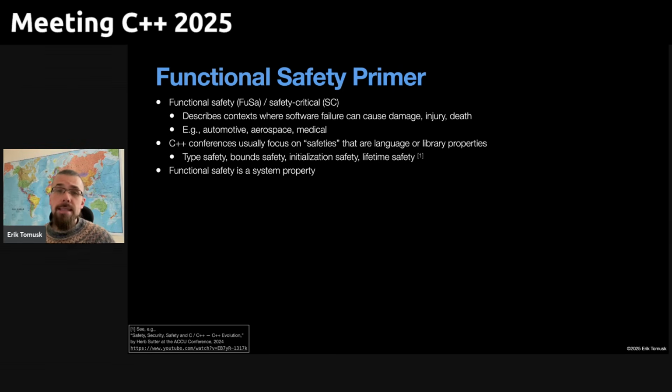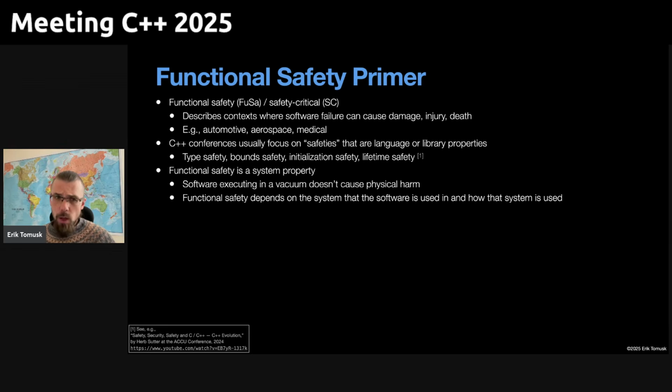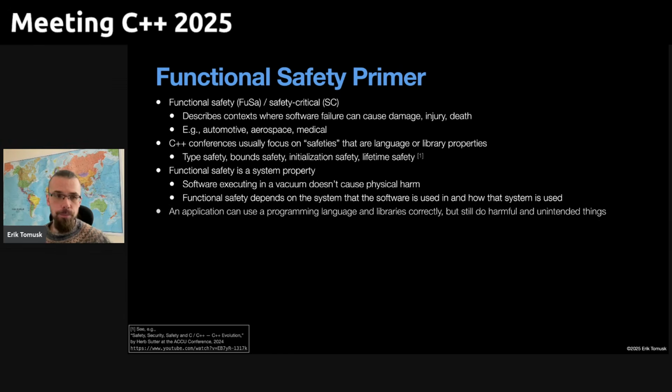Functional safety is not a language property, it's a system property. This is because software that's executing in a vacuum doesn't cause physical harm. Software can cause physical harm when it's executing on a specific system and when that system is used in some specific way. And this means that you can write an application that uses the language and the libraries that you're using correctly, but the application you've written still does harmful unintended things. So remember, correctness is not composable. You can use a language correctly. That doesn't mean that your code does what you want.